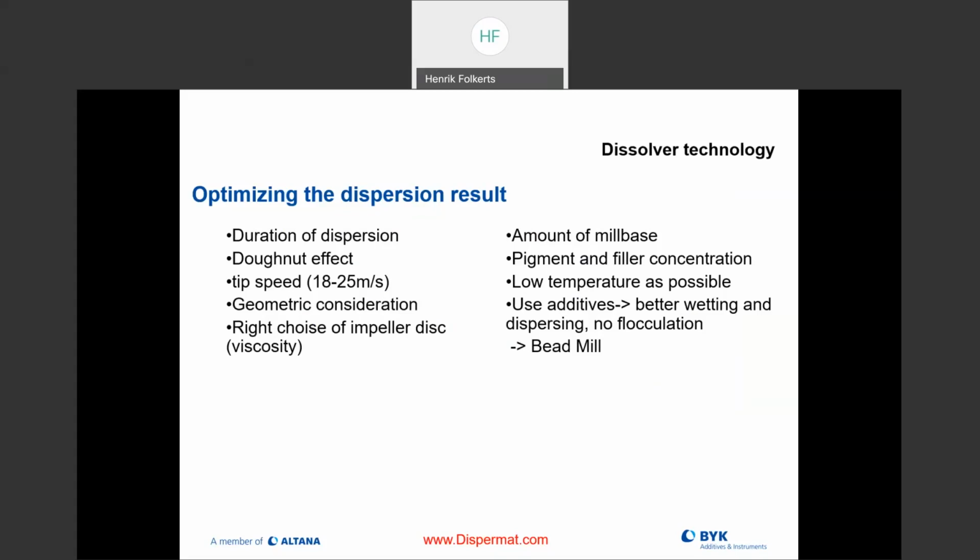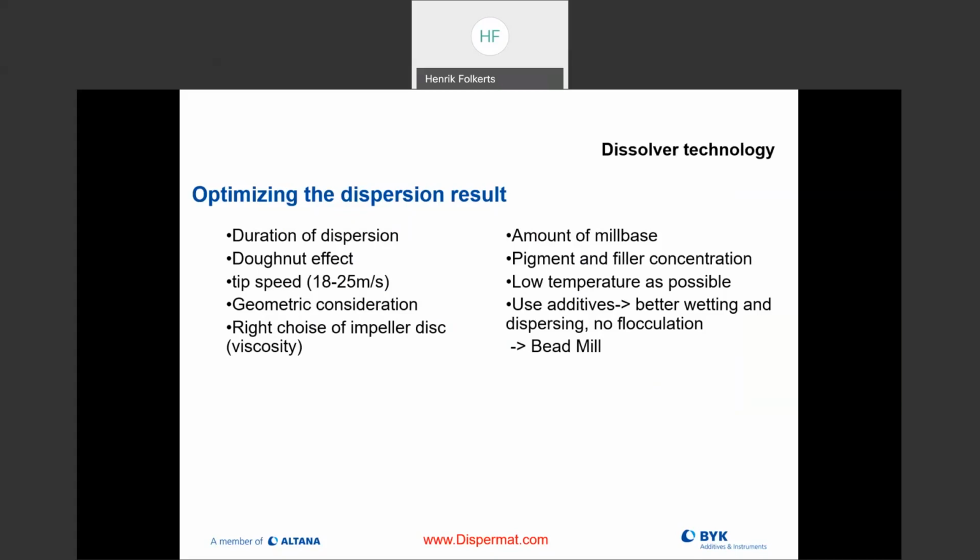Geometric considerations are critical. We always want to make sure our dissolver blade is not too small or too large. That will impact our dispersing result. And if my blade is too big or too small, I will not get a proper donut, and therefore it's not being optimized. There are also different types of dissolver discs on the market with different teeth configurations and different materials. So you always want to choose the right disc for your application.